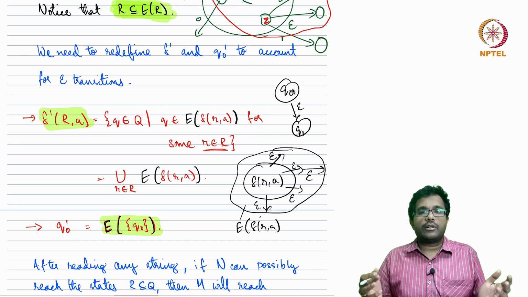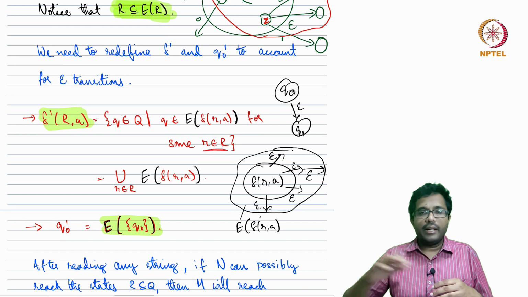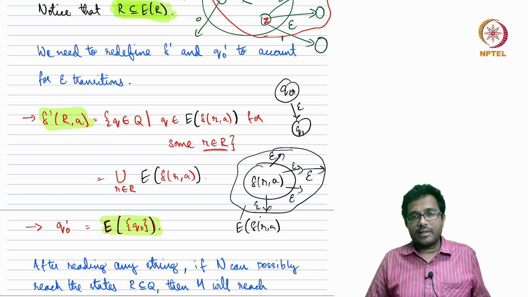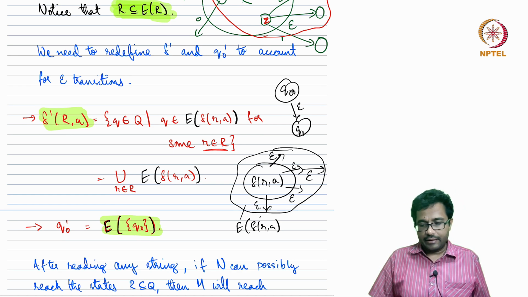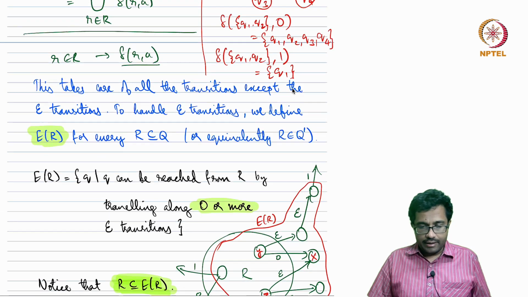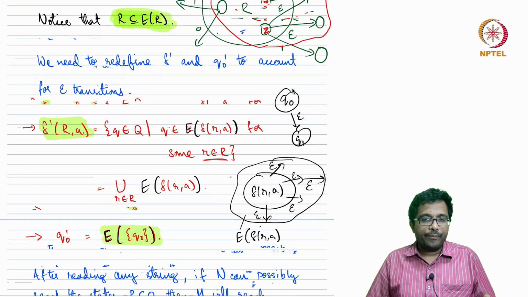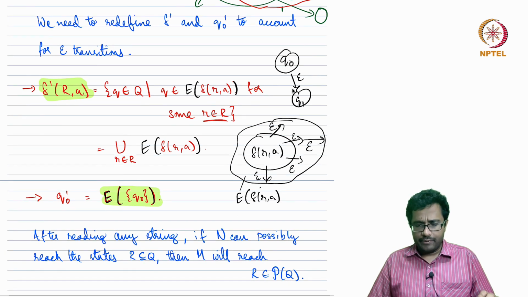Now you take the epsilon closure of it, meaning where all can you go after this by just using epsilon transitions. Now you take the union over all the possible small r in capital R. That is the transition function. So this completes the construction of the DFA that is equivalent to the NFA.